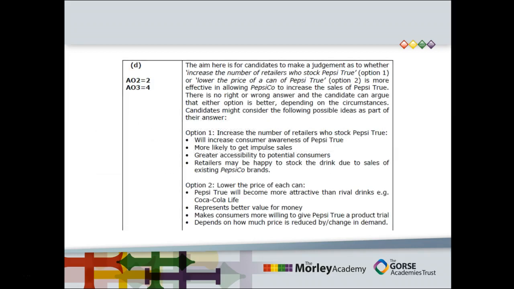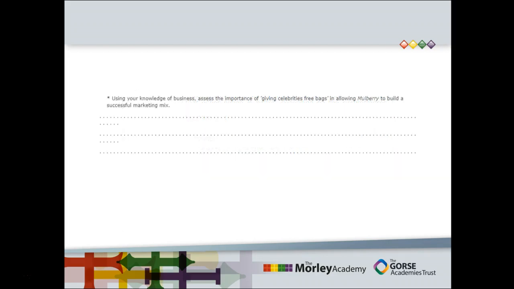And then these were the things. Option 1, it would increase consumer awareness of Pepsi. Option 2, some of the advantages could be it represented better value for money. A paragraph on each as being positive, and then a little conclusion should score you 5 or 6 marks quite easily in the exam. Now, the marketing mix question has come up again and again and again.